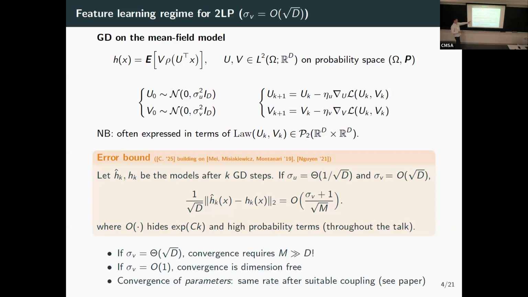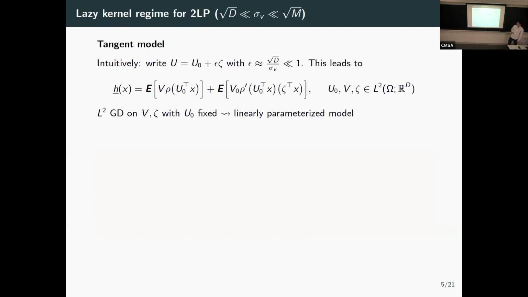And I will only show convergence on the prediction function, but throughout the talk we have similar results of convergence in parameter space, on the actual parameters we train, if you do a suitable coupling throughout training. Okay, so that's the first part of the phase diagram. Then we can move to the next phase, which is this lazy kernel regime.